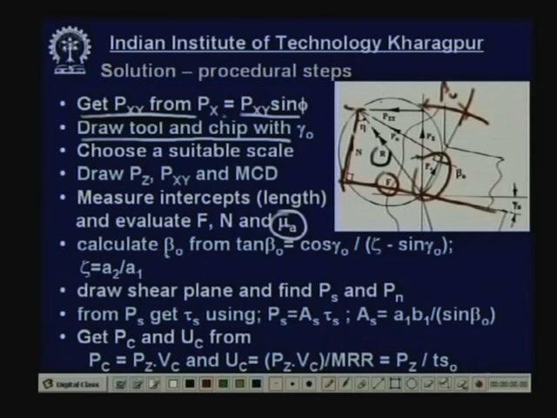Calculate beta, that is the orthogonal shear angle, from this equation, which is known: tan beta is equal to cosine gamma orthogonal divided by zeta minus sin gamma orthogonal. What is zeta? Chip reduction coefficient. Again we know chip reduction coefficient is equal to the ratio of the thickness of the chip after cut to the thickness of the chip before cut. A2 is measured or known.